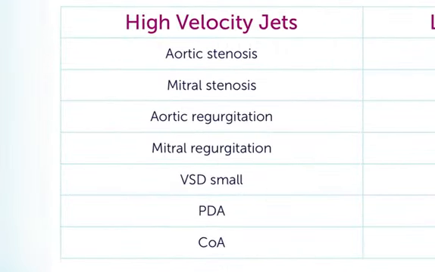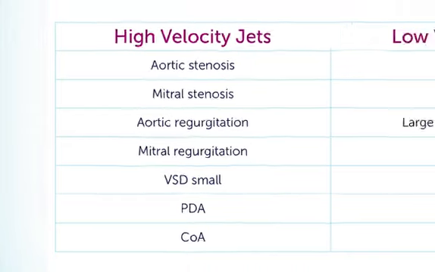High velocity jets are usually found in situations where we have a stenosis, for example, aortic or mitral stenosis, but also if we have large gradients between two chambers, such as the aorta and the left ventricle in aortic regurgitation, or the left ventricle and the left atrium with mitral regurgitation. High velocity jets are also seen in ventricular septal defects, as long as they're small, in a patent ductus, and if we have severe forms of coarctation.